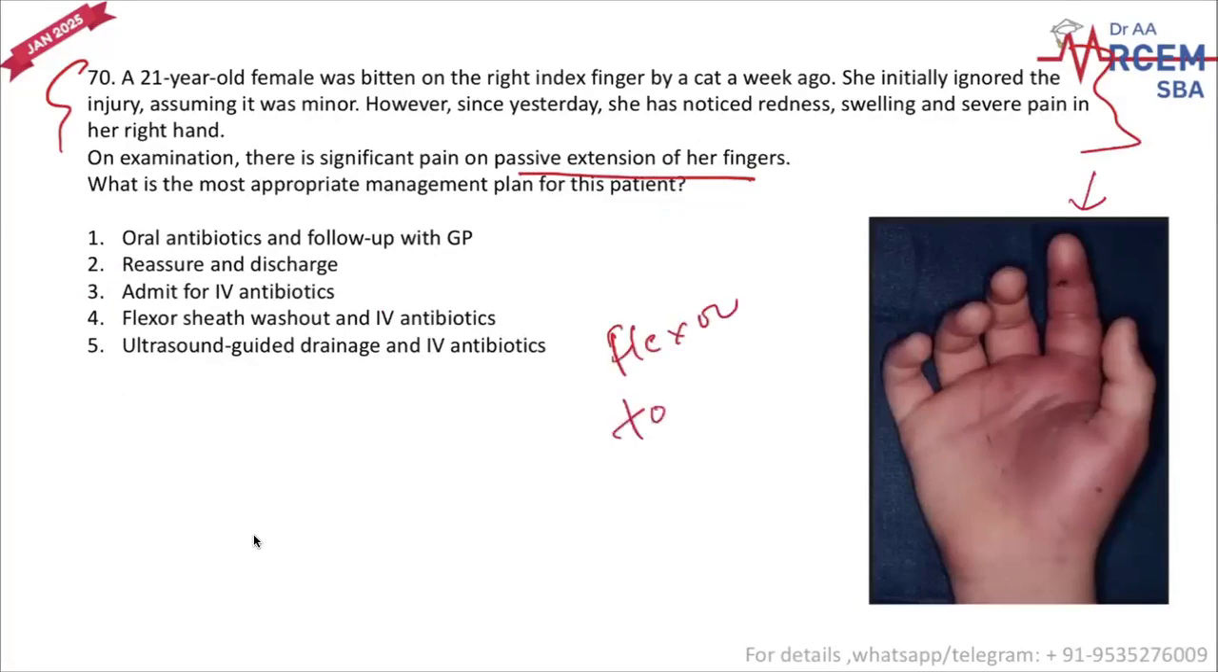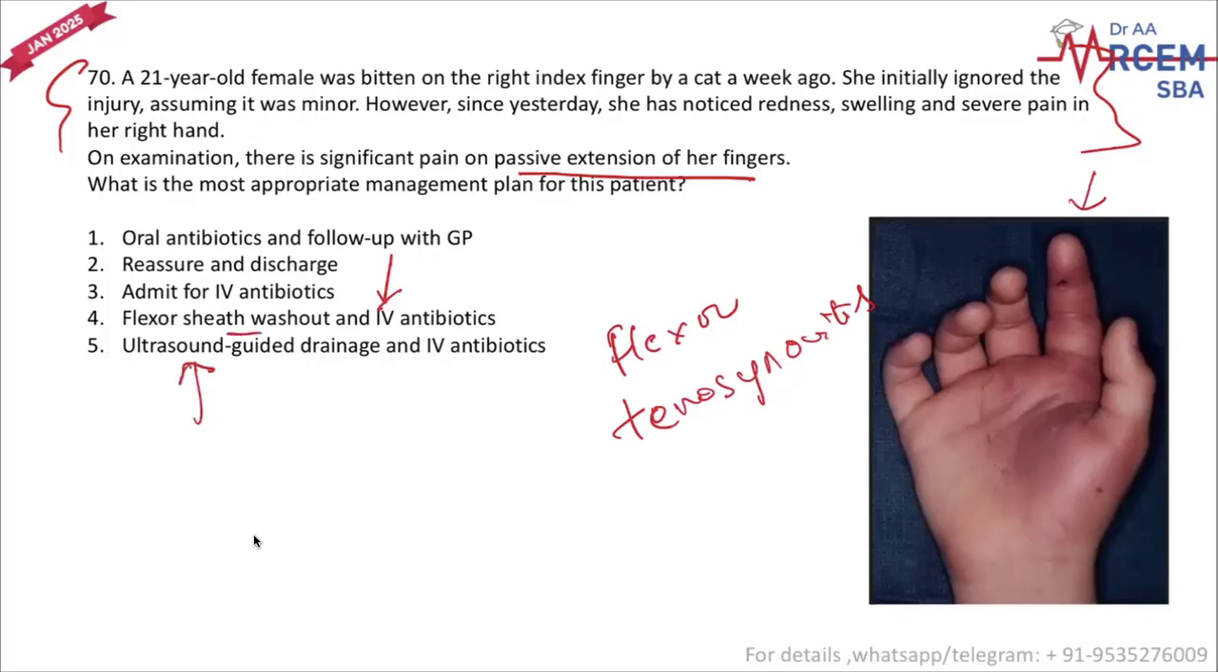So the diagnosis is clear cut. What happened in the pre-exam is people got confused between option number 5 and option number 4. So which is the right one here? You shouldn't be doing an ultrasound guided drainage. You're not just putting a needle in and doing it.